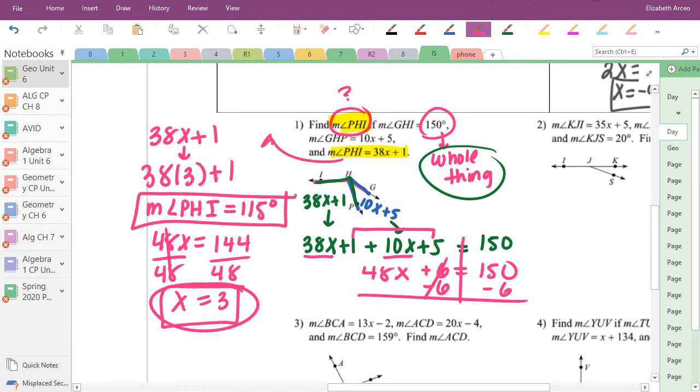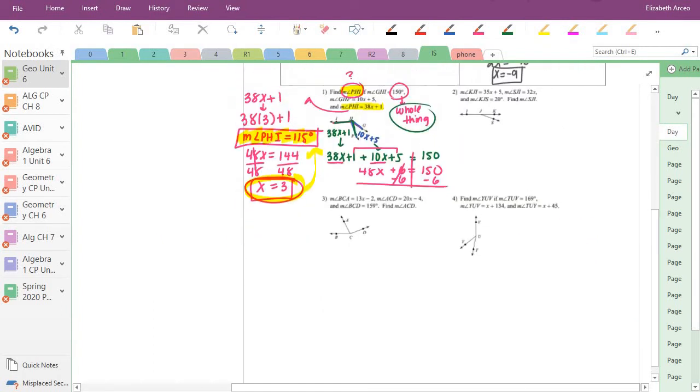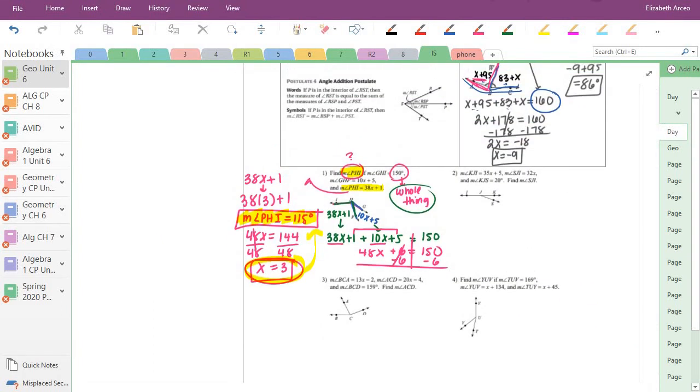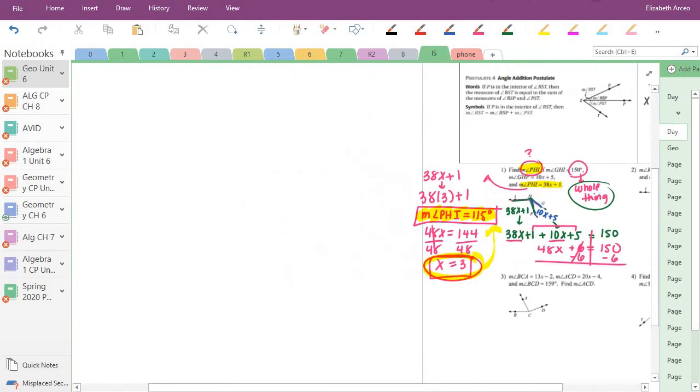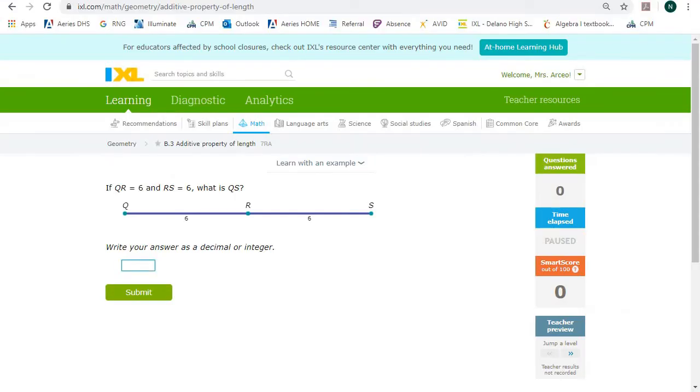Okay, so all these questions are like that. Be careful with the question because sometimes they're not just finding x. You need x to figure out the angle that they're specifically looking for. Okay, so that is the packet, and you just have 4 questions on that. So pretty simple. And then if you're looking at the IXL code, 7RA, it's very similar.